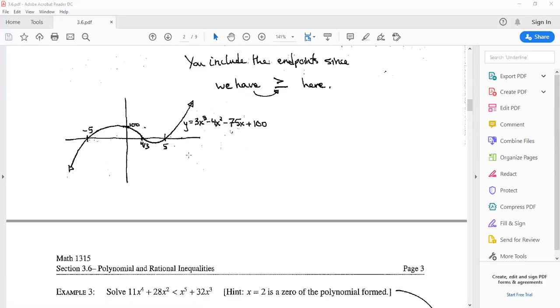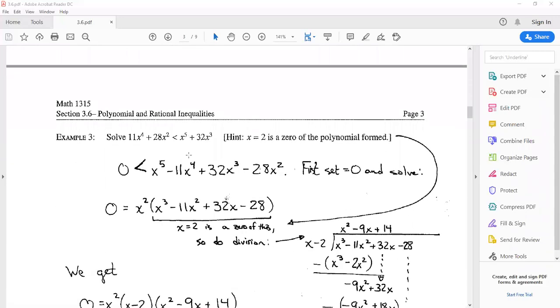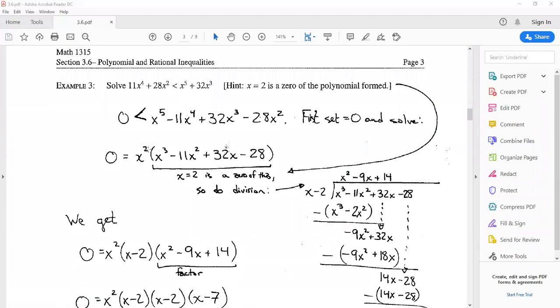Okay, so that might be enough for now. This next example is a little bit more involved. But what happens? The first thing that we do is subtract everything, and we get 0 on the left side now. And on the right side, we have a 5th degree polynomial, x to the 5th minus 11x to the 4th plus 32x cubed minus 28x squared. And there is a hint here. The hint says that x equals 2 is a 0 of this polynomial.